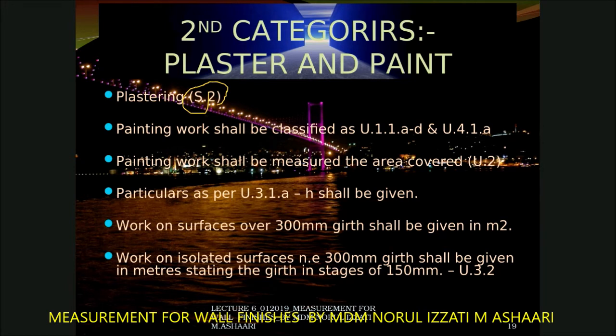Painting work shall be measured as the work for the area covered. You can refer to this explanation for the right description. Work on surfaces over 300 mm girth shall be given in square meters. If you have isolated surfaces where the girth is less than 300 mm, you have to measure in meters. This is a very important category that you have to highlight. But for wall finishes, the surfaces are definitely over 300 mm girth.